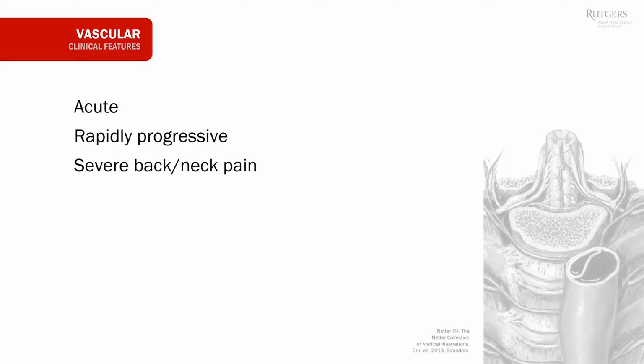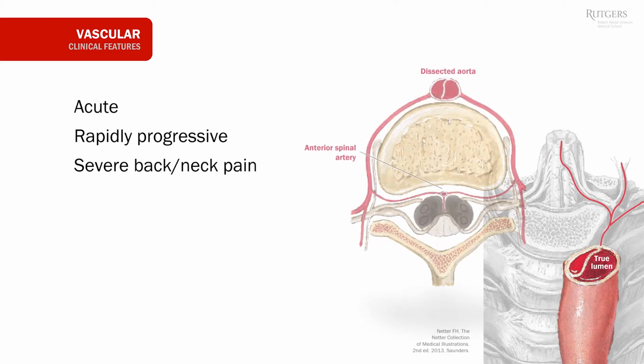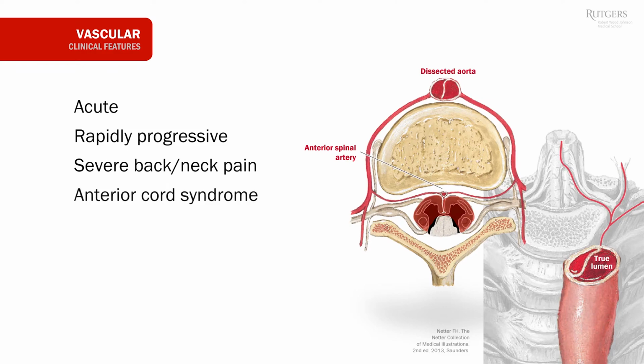Imagine that the aorta is dissected. Here's that torn vessel wall with true and false lumens. Compromised flow in the aorta compromises flow to the radicular branches that ultimately fail to feed the anterior spinal artery. And with damage, patients develop anterior cord syndrome.